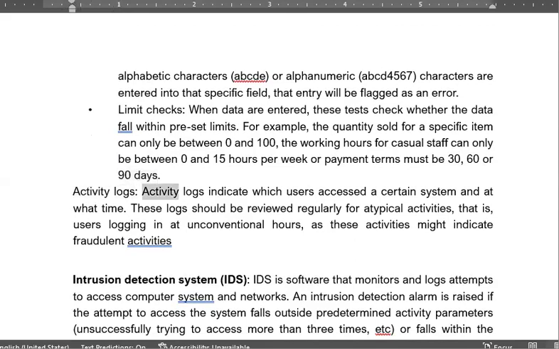Activity logs. Activity logs indicate which users accessed a certain system and at what time. These logs should be reviewed regularly for atypical activities, that is, users logging in at unconventional hours, as these activities might indicate fraudulent activities.